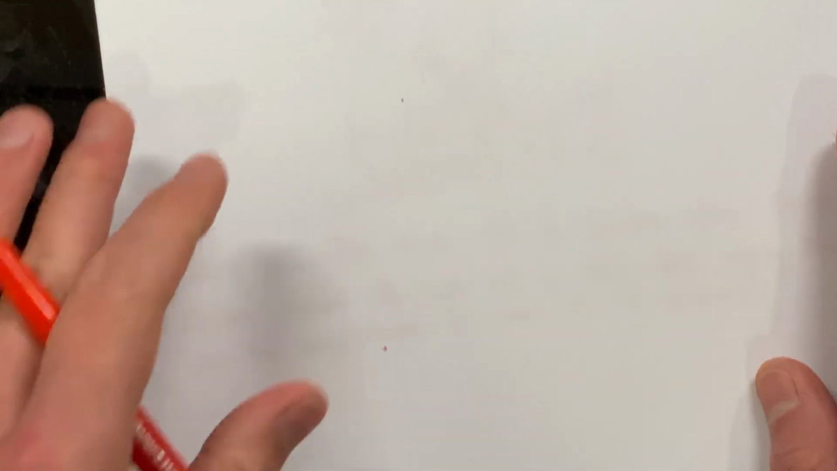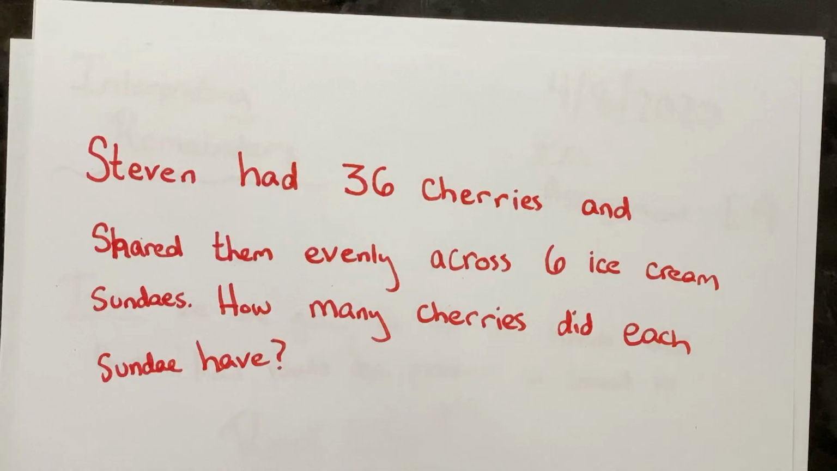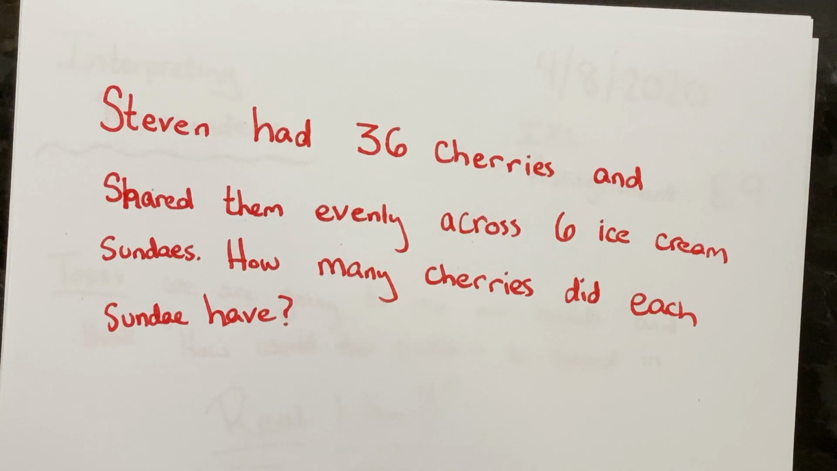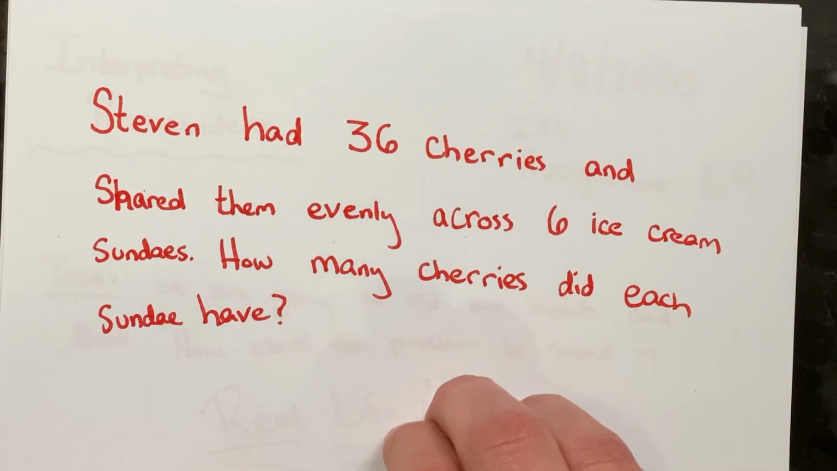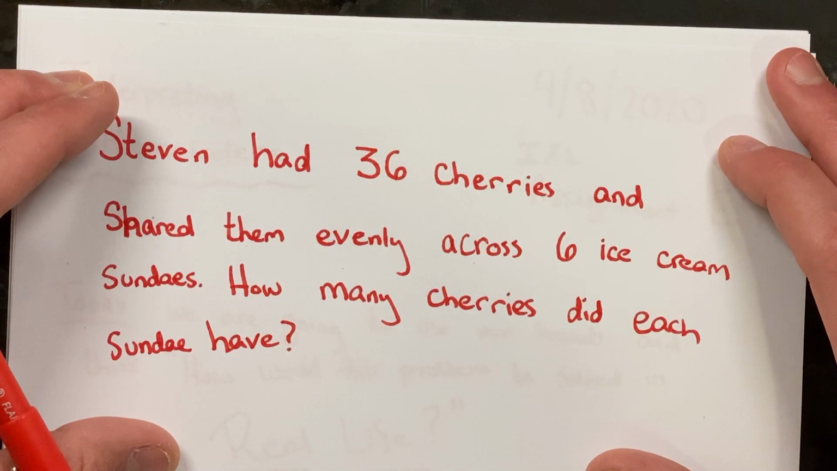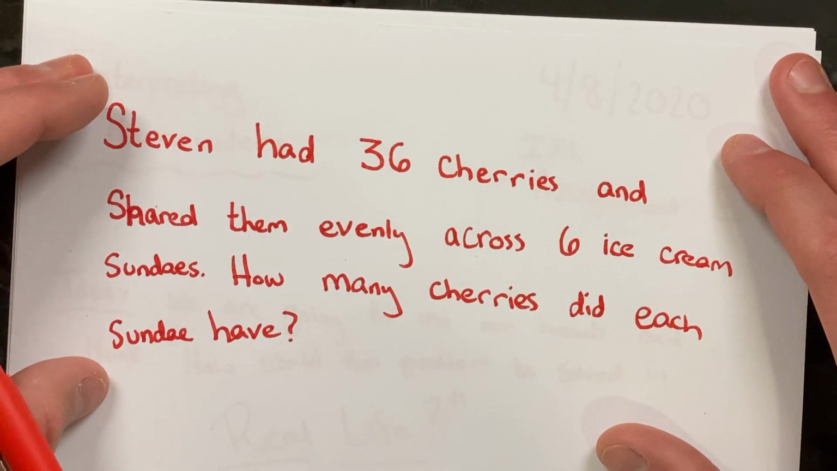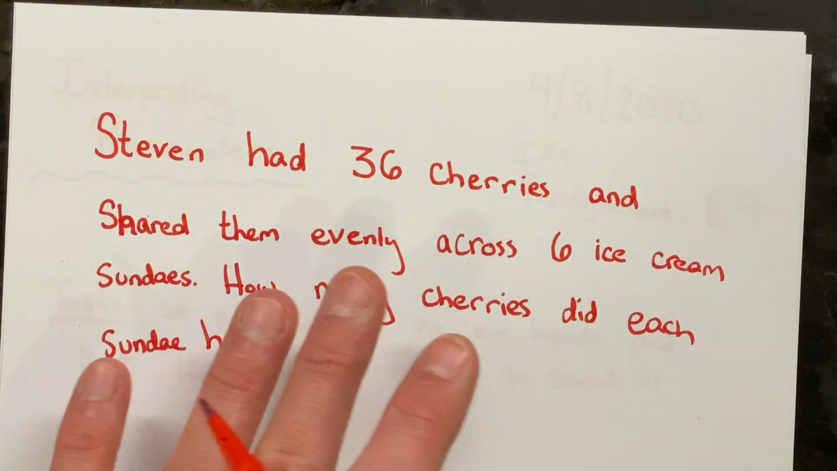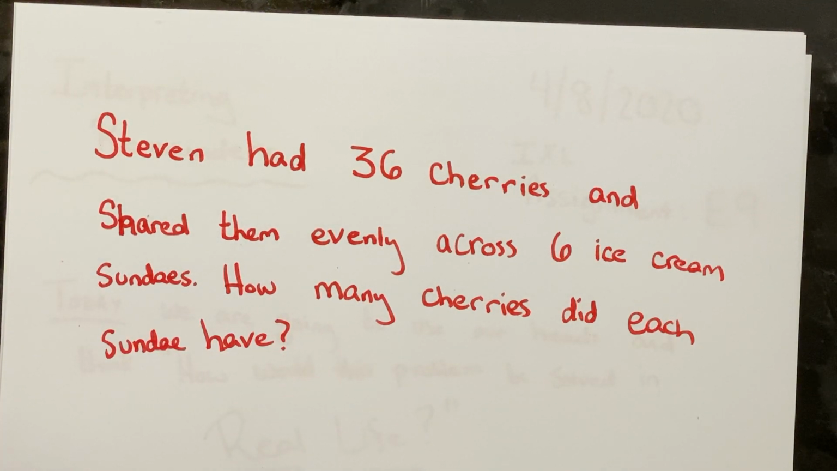One more problem for you, and I'm going to get you guys started. Stephen had 36 cherries and shared them evenly across 6 ice cream sundaes. How many cherries did each sundae have? This is going to be a pause and try question. I want you to set this problem up the way that you think it should be done, okay? Pause your video, try this out, come back in just a second by hitting play, and let's see if our answers make sense.